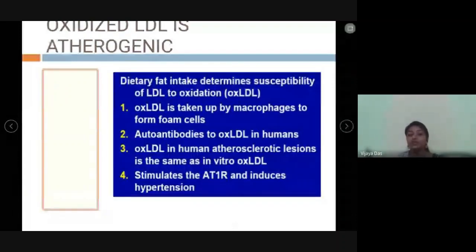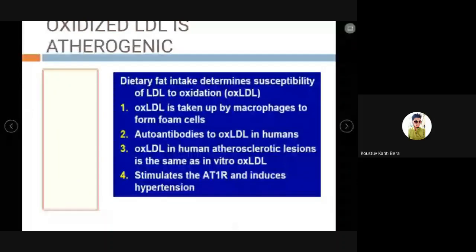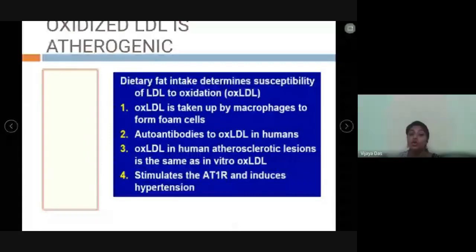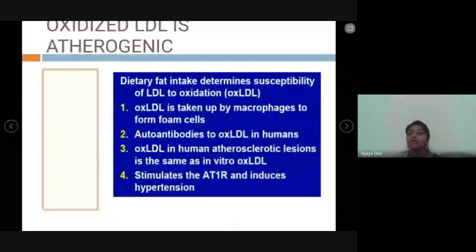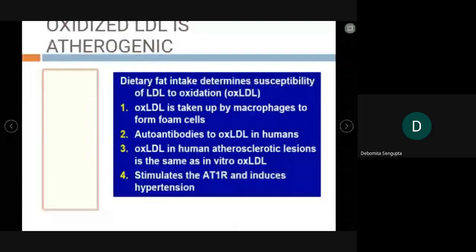There will be vasoconstriction or vasodilation? Vasoconstriction. Yes. Vasoconstriction means the blood pressure will rise, yes, hypertension. Because there is vasoconstriction, there will be more blood pressure, there will be hypertension, right? So this actually helps in the activation of the angiotensin receptor.